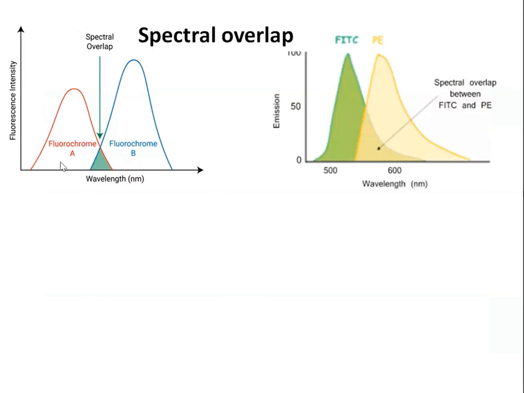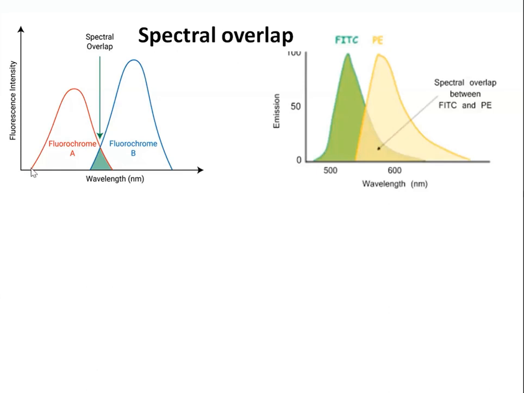So this is called spectral overlap. Spectral overlap is when you have two fluorochromes. Remember, don't confuse it with Stokes shift, okay? Stokes shift comes into play when you are discussing a single fluorochrome. Spectral overlap comes into discussion when you are working with multiple fluorochromes, more than one fluorochrome.